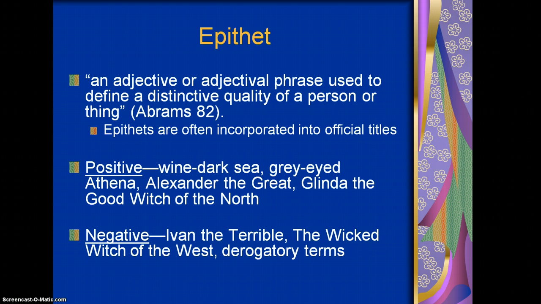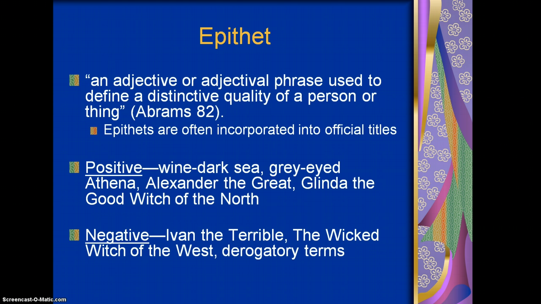Epithets are another category of names. They're almost like official titles. They come from classical literature and they can be positive. Homer repeatedly talks about the wine-dark sea, gray-eyed Athena. Think of Alexander the Great or Edward the Confessor, monarchs and rulers from history who have compliments in their titles. Glinda the Good Witch of the North.